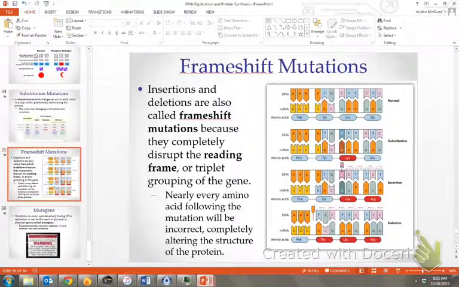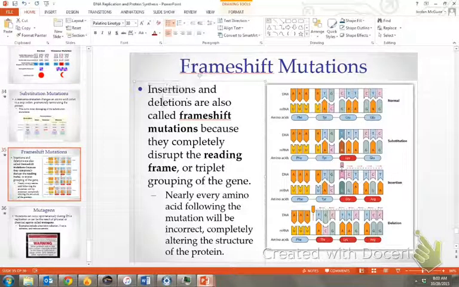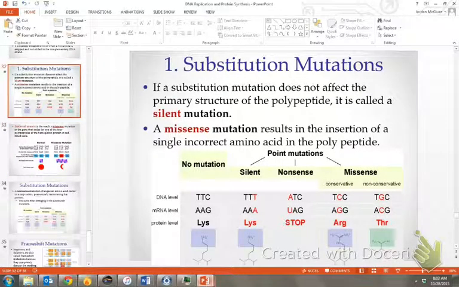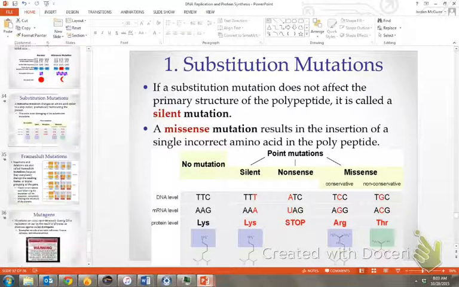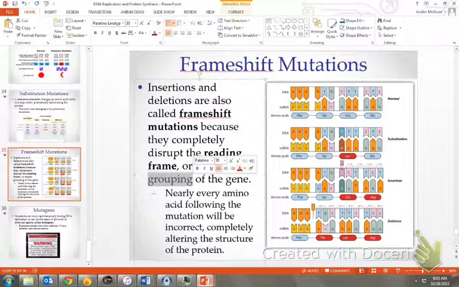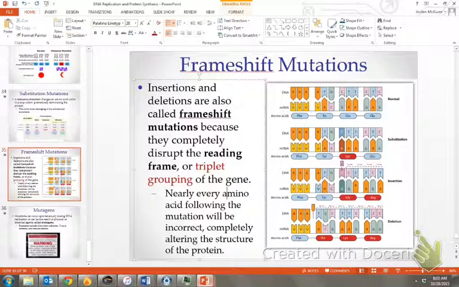And the last one that I want to show you is a frame shift. These could potentially be the worst. This is like screwing up at the beginning, and then everything else is going to be wrong after that. Insertions and deletions are called frame shift mutations, whereas a substitution is usually referred to as a point mutation, because they happen at a single point. A frame shift can happen all throughout, and that's insertions and deletions. They completely disrupt the reading frame, because remember, we group these in triplets, which we call codons. You need to keep that in mind, codons. And so if it disrupts the way it reads the codons, everything will be wrong after that.